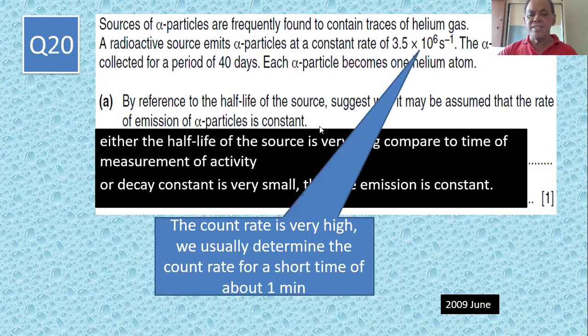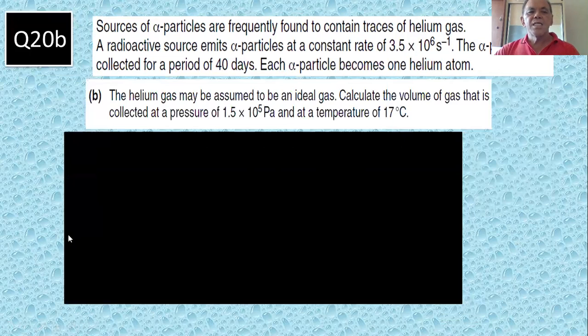Okay, since the count rate is very high, usually we use a short time interval to measure the number emitted. The helium gas may be assumed to be an ideal gas. The alpha particle now becomes an ideal gas. So it's a good question because now they are testing you on ideal gas. Calculate the volume of gas that is collected at a pressure of 1.5 times 10 to the power 5 Pascal and at a temperature of 17 degrees Celsius.